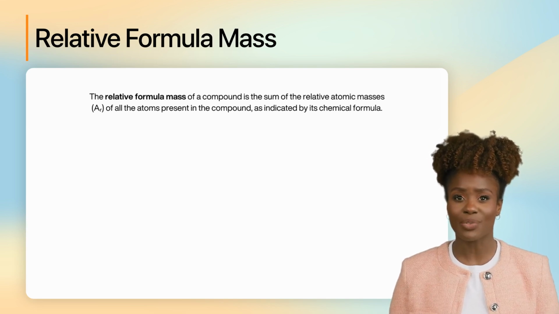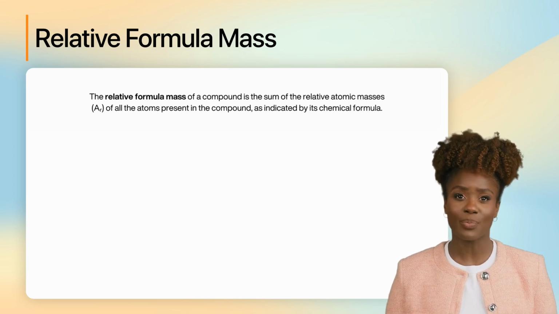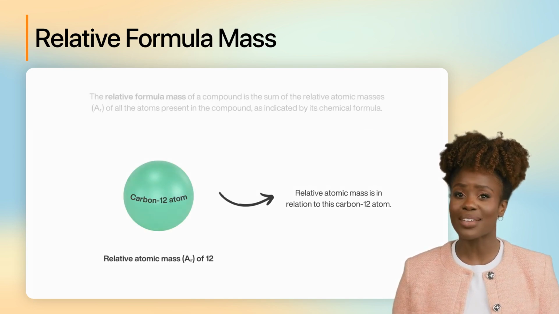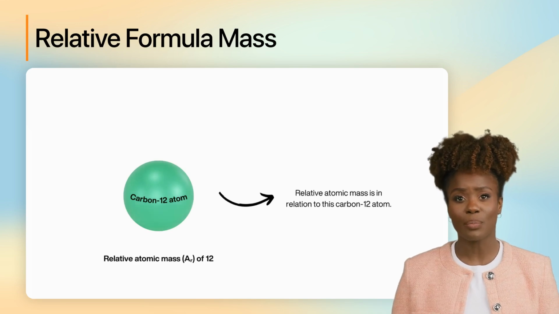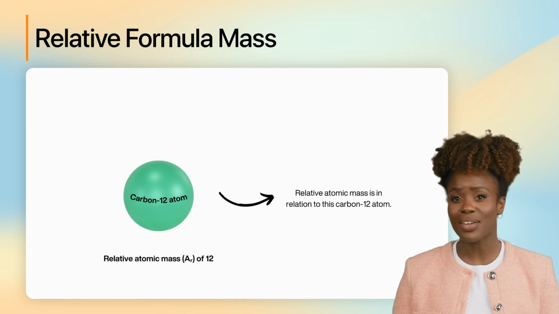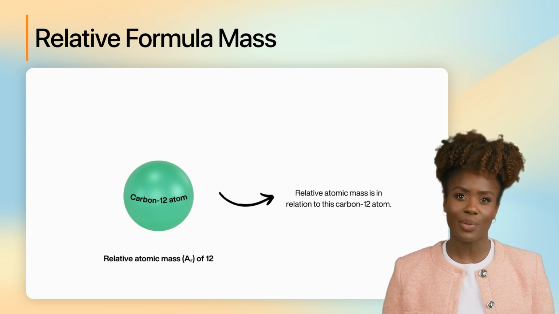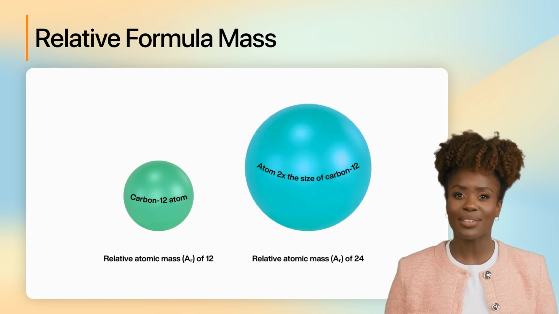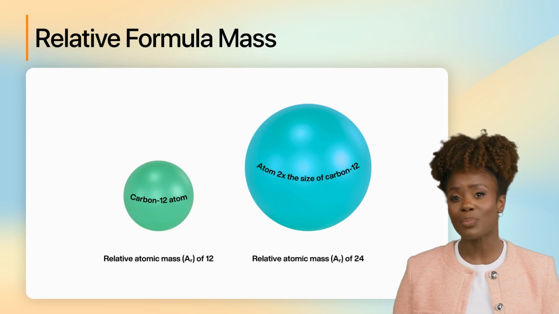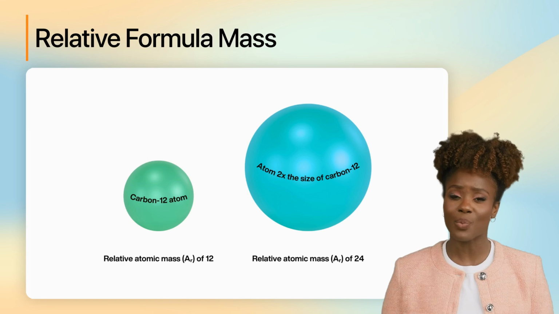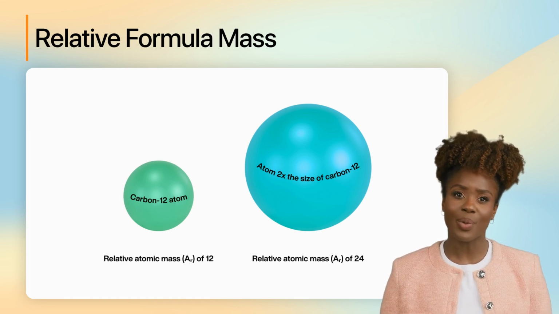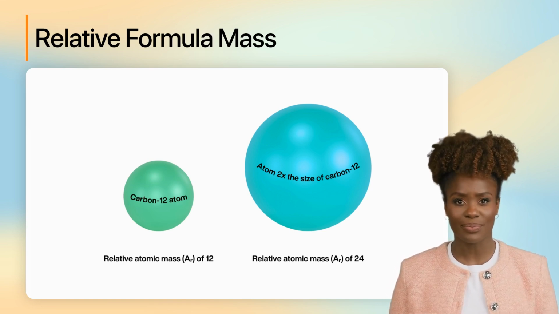Since the actual mass of compounds is very small, this is a relative mass. It represents the average mass of a formula unit of the compound in comparison to the mass of a carbon-12 atom, which is assigned a relative atomic mass of exactly 12. For example, if a certain compound weighs double a carbon atom, then it would be assigned a relative formula mass of 12 multiplied by 2, which is equal to 24.